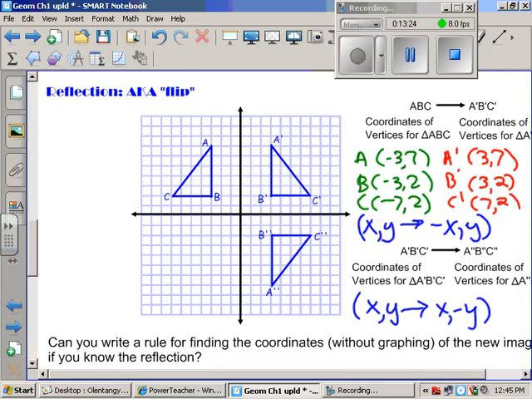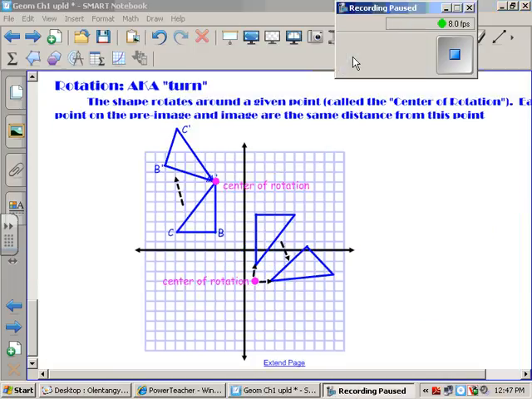Now there is one other kind of reflection, and you will see this. I probably wouldn't ask you to write the transformation notation for it, but you would see it on the paper. Sometimes this is the y equals x line. It goes exactly up through the middle. And sometimes you'll see reflections across that y equals x line. Okay? So just be aware of that. It could still be a reflection across that line instead of one of the axes.